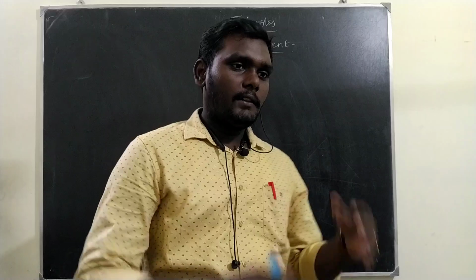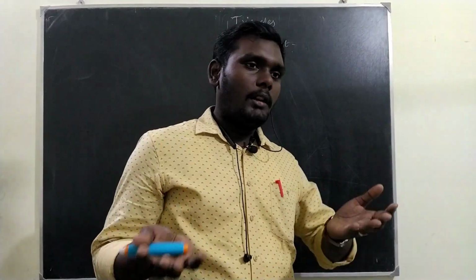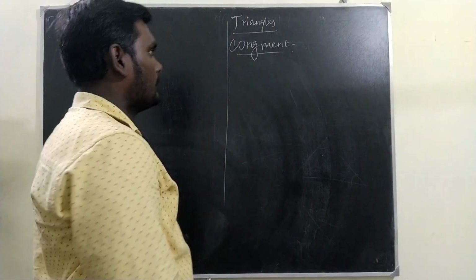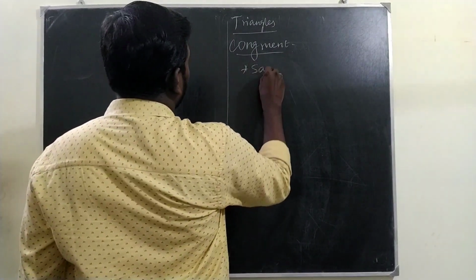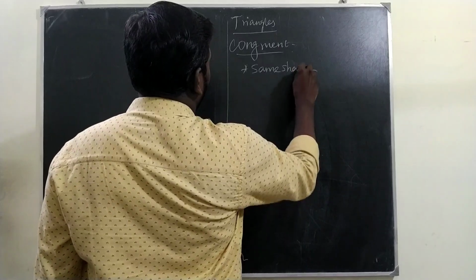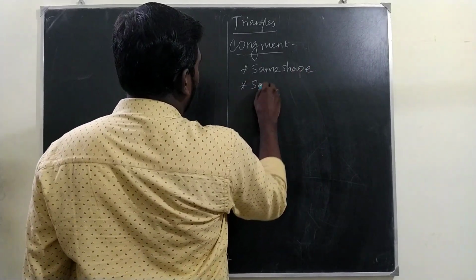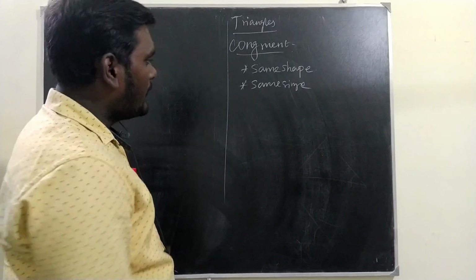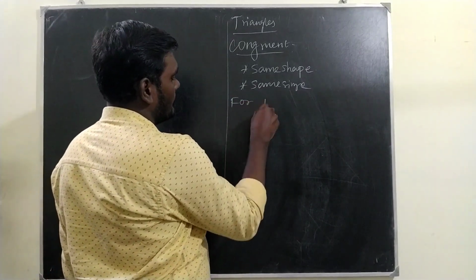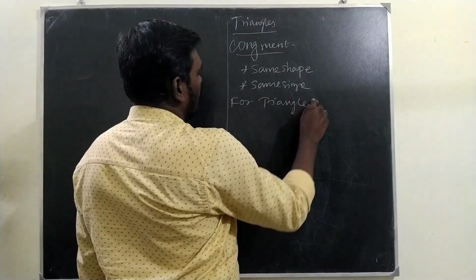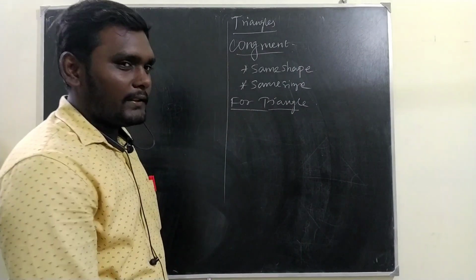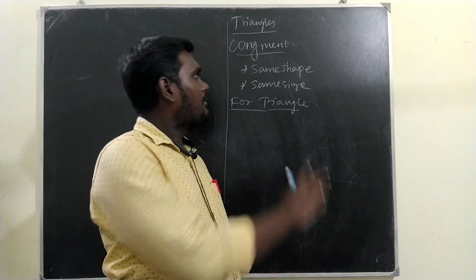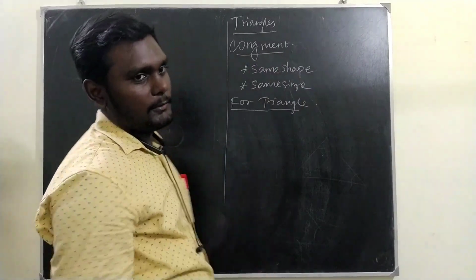Whenever we say two things are congruent, it means that both of the things are of the same shape and same size. Congruent means what? Same shape and same size. When it comes to triangles, we are already comparing two same shapes only, so it's already a triangle. So same shape need not be checked. Only same size has to be checked.